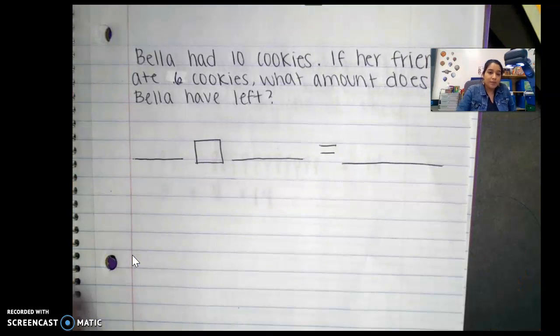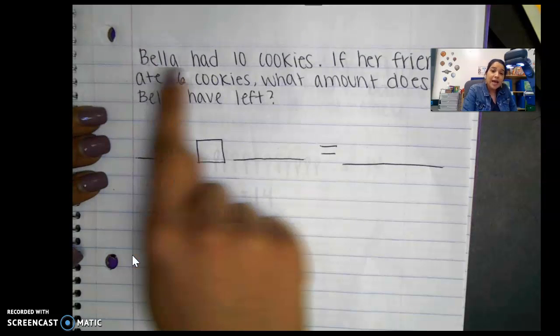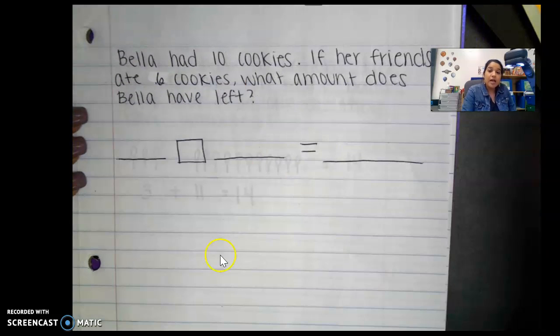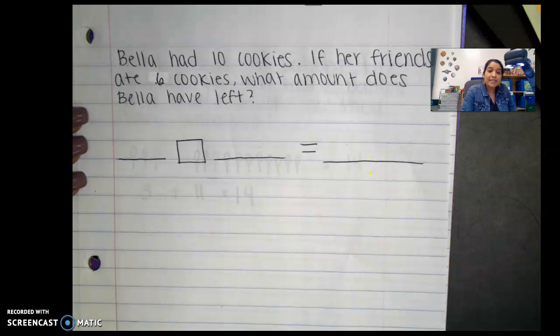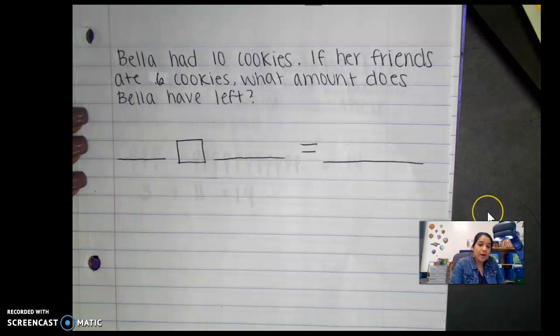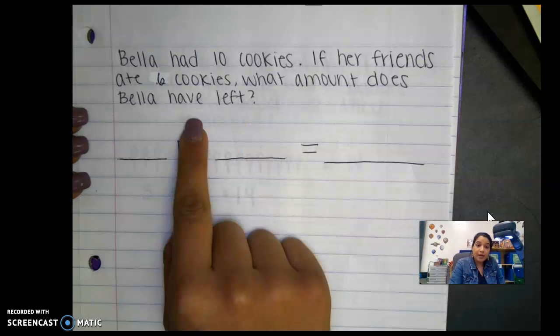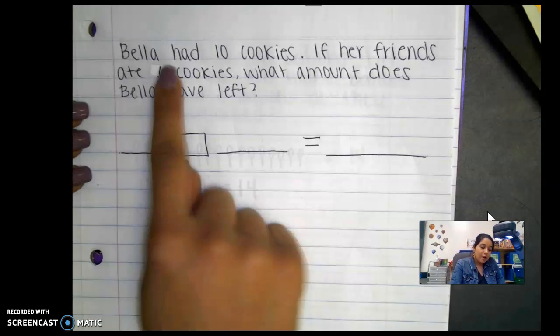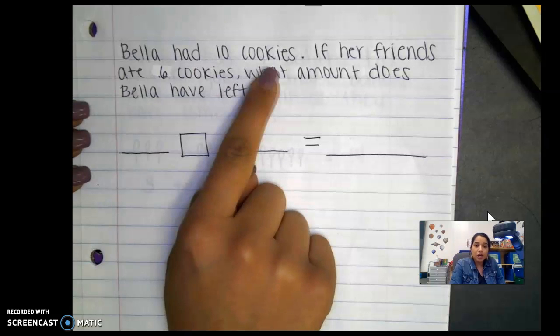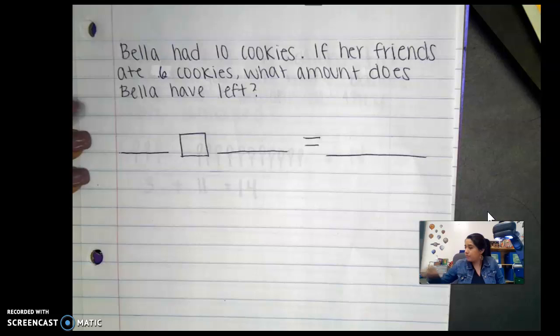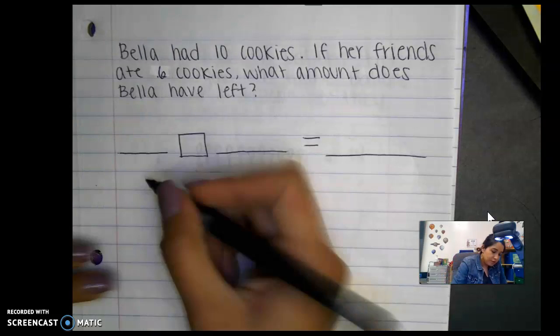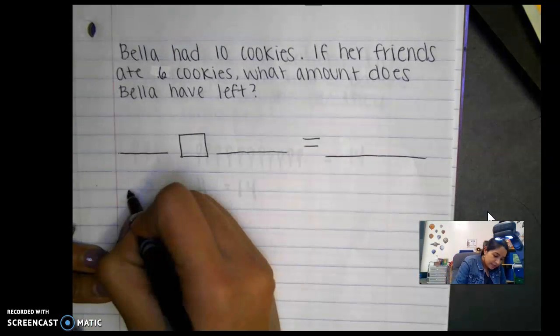So in this problem, let's read it. Bella has 10 cookies. If her friends ate 6 cookies, what amount does Bella have left? Okay, let's read it again. Bella has 10 cookies. How many cookies does Bella have? 10. Awesome.